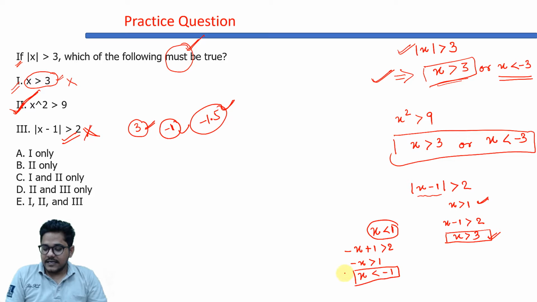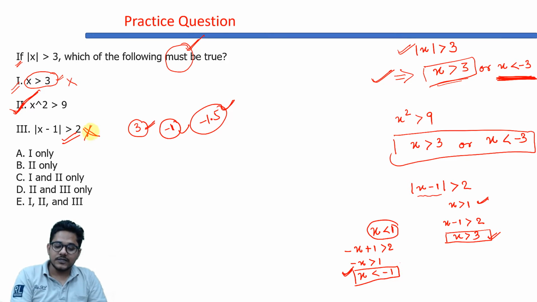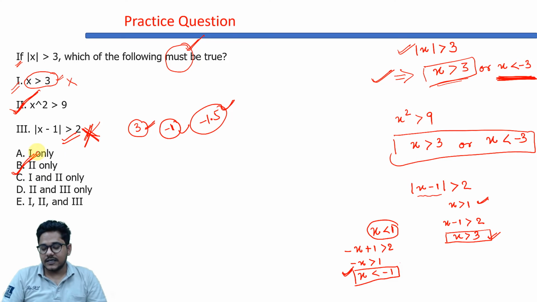So this is the case overall, that x is less than minus 1, but for the negative values we need x to be less than minus 3. So this doesn't satisfy. So this statement must not be true. So the answer is 2 only; 2 only is the one that must be true.